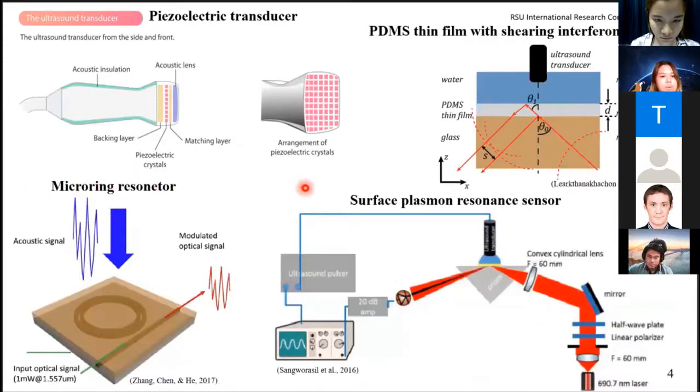Nowadays, piezoelectric is widely used for ultrasonic detection, but this device has limitations in the sensitivity and the bandwidth of detection. Besides this technology, one of the most challenging approaches is to use light to detect ultrasound. Not many optical sensors have been utilized in ultrasonic detection, such as the microring resonator and surface plasmon resonance, or SPR. And recently, there is work that presented that PDMS thin film can be used for ultrasonic detection with high sensitivity.